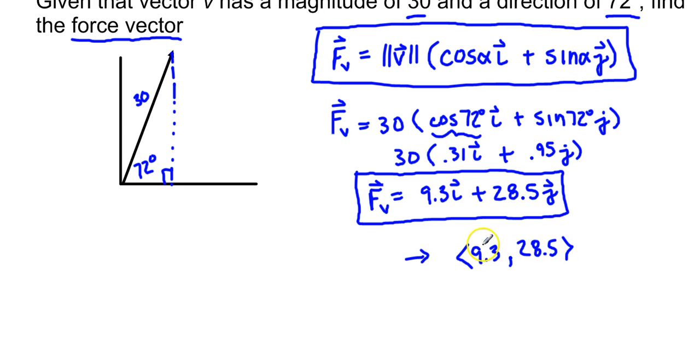And just keeping an understanding of what this is saying. This is saying that this vector is going to travel 9.3 in the x direction, and in the y direction it's going to travel 28.5. And that makes sense that it travels more in the y direction than the x direction.